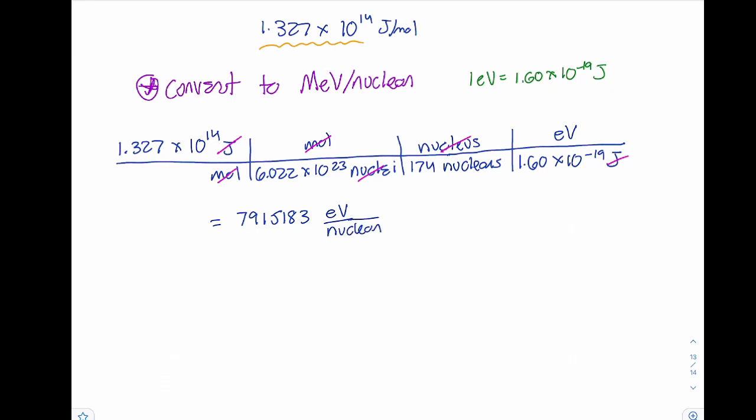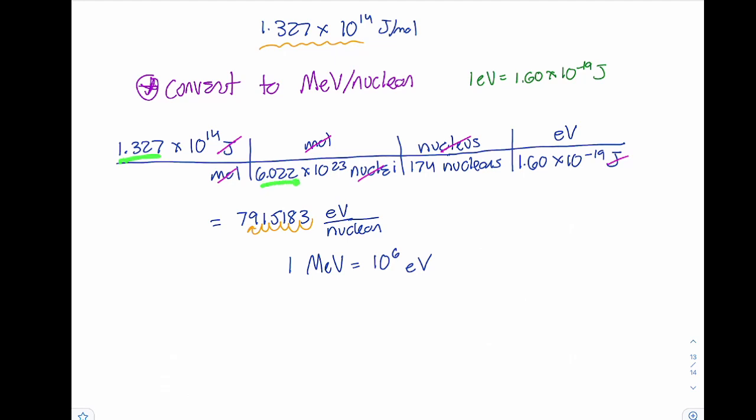And then we're going to convert to mega. I know that 1 mega electron volt is equal to 10 to the 6 electron volts. So I'm going to essentially just move my decimal place over those 6 places. 1, 2, 3, 4, 5, 6. You could divide it by 10 to the 6, by a million. Same sort of idea. I do only want 3 significant digits at this point.